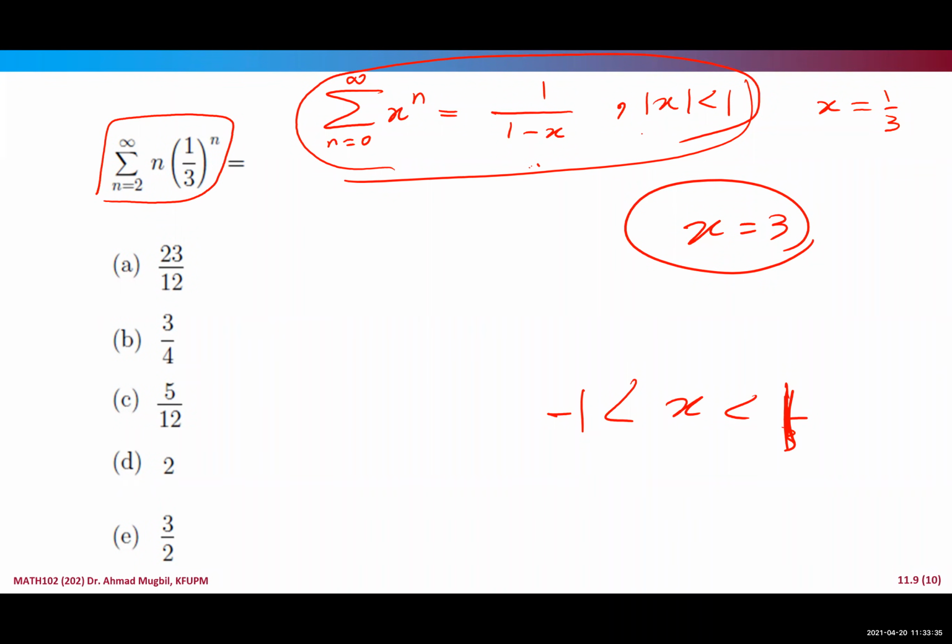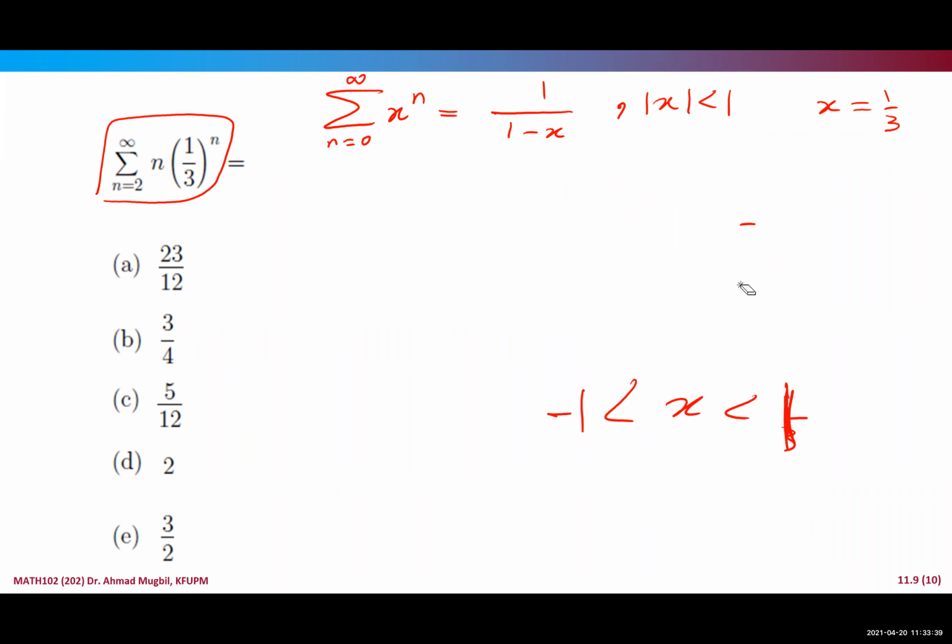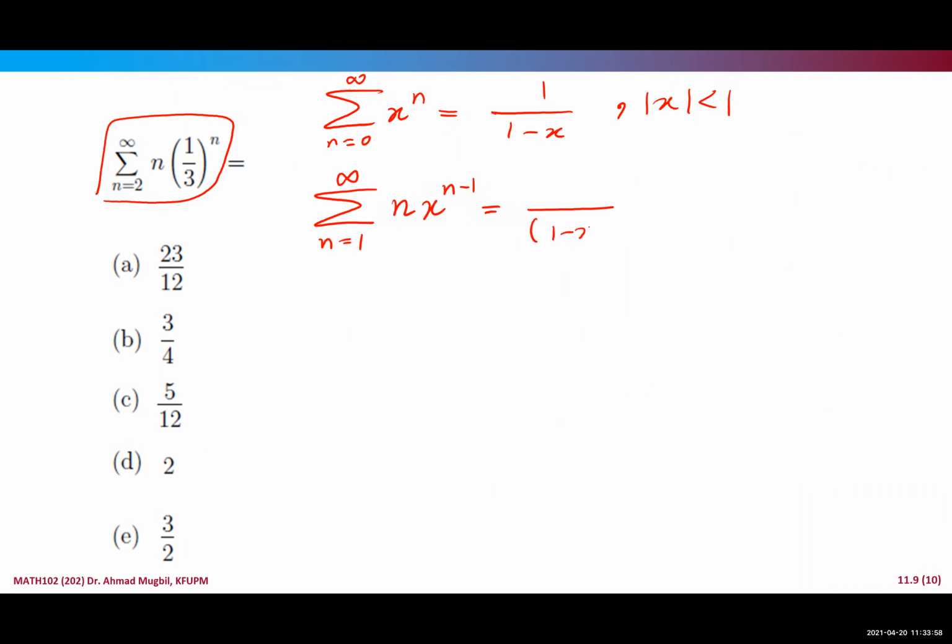Yeah, Doctor, I didn't do that actually. I differentiated and it will stay as it is. Okay, let me continue. Now, if we differentiate, n starts from 1, right? Yes. It will be n x to the power n minus 1. What is the derivative here, Walid? 1 over 1 minus x to the power 2. The absolute value of x is still less than 1. The same condition is still there.